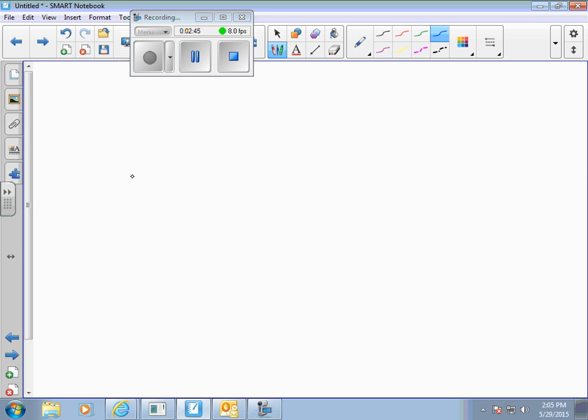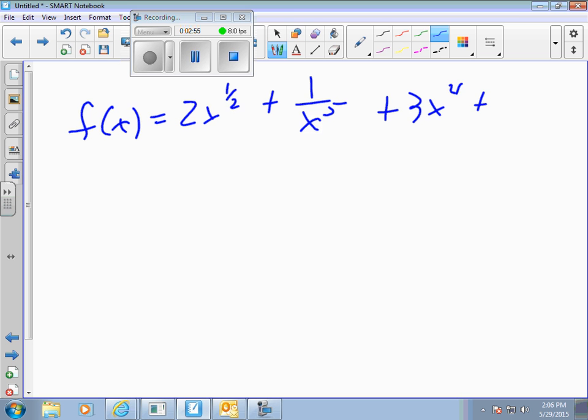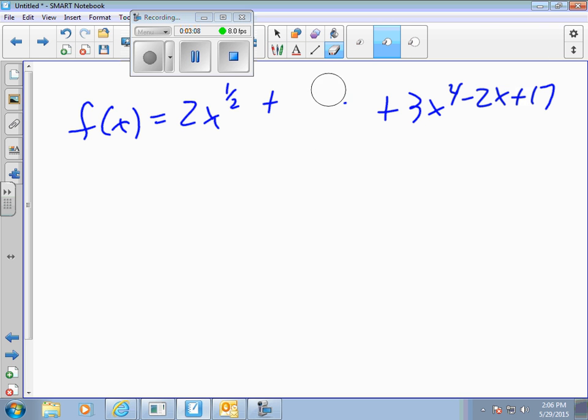Number 39. We have find the derivative of f of x, 2x to the 1/2, plus 1 over x to the 5th, plus 3x to the 4th, minus 2x plus 17. First thing I'm going to do is simplify. I'm going to write this as x to the -5th because I don't want to do quotient rule on that. This way it's just doing the derivative.